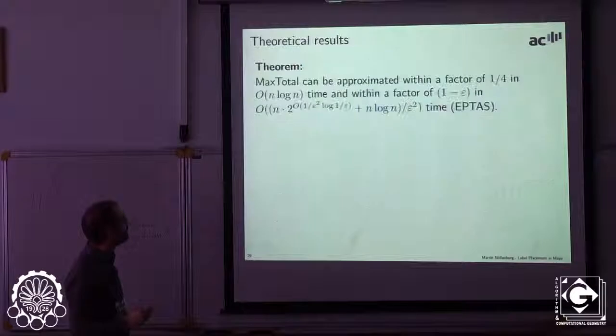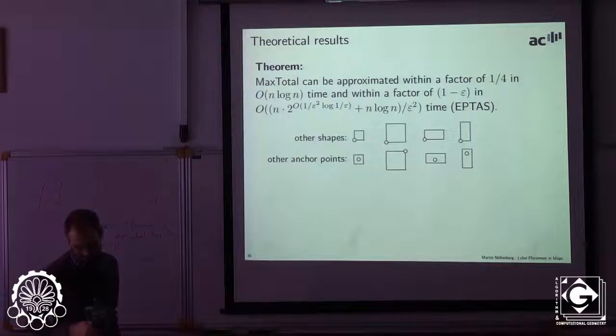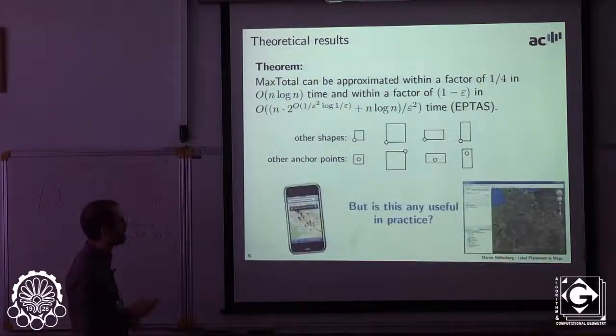So this is basically the theoretical result, that we can have a 1/4 approximation in n log n time. If you want to have a PTAS, you need to spend more time. And let me just say that the same idea also works for other shapes, as long as they are uniform, so we require that they're all the same size. It also doesn't matter whether you rotate around the corner or the center of the rectangle. The same idea still works.